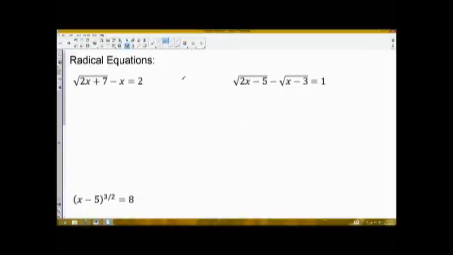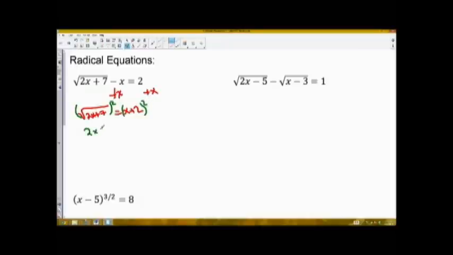First off, if we look at the first one, if I want to solve this radical equation, I'm going to need to get rid of this square root. That's kind of my problem. So if I add x to both sides of this equation, I'm able to isolate this square root. 2x plus 7 equals x plus 2. And then if I want to get rid of it, what I can actually do is square both sides to get this radical to go away, since squaring is the inverse operation of square root. And whatever I do to one side, I do to the other to keep my equations equal.